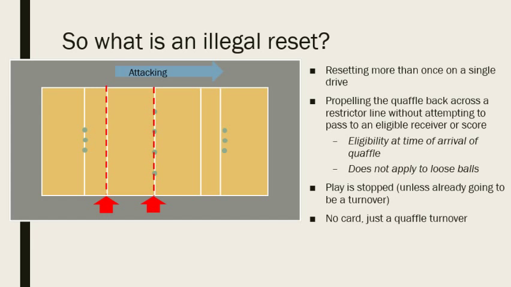Again, eligibility is at the time of arrival of the quaffle. So if you're running back beat and you touch on and turn around and there's a quaffle there, you're fine. Okay. And as I said, there's no card. It's just a turnover. You should stop play on an illegal reset unless it's obviously going to be the other team's quaffle, in which case you can play on.